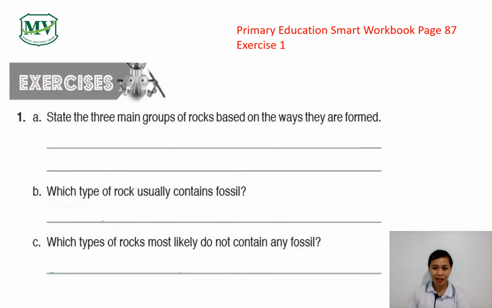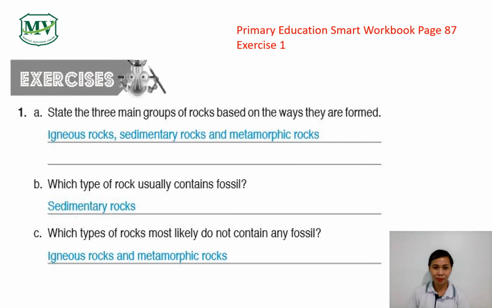You can start now. Letter A. State the 3 main groups of rocks based on the ways they are formed. Which type of rock usually contains fossil? Letter C. Which types of rocks most likely do not contain any fossil? If you're finished, we'll check the answers.